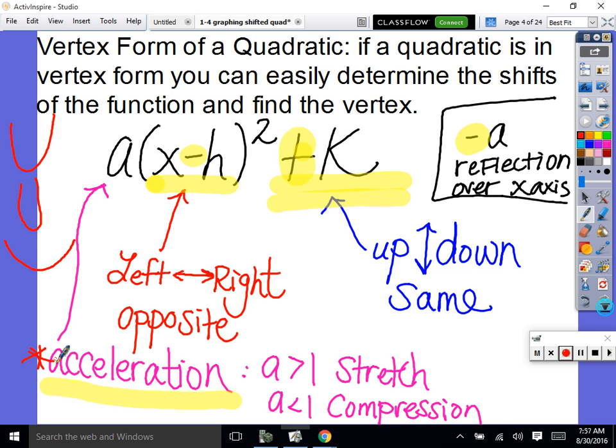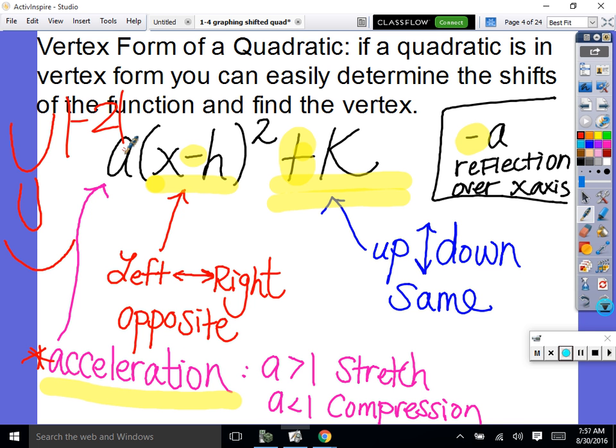So everybody look up here. If I have negative 2, you can't say, oh, that's less than 1. You look at the absolute value of negative 2. So it's 2, which is greater than 1, right? So this is still a stretch. The negative, however, flips it, reflects it over the x-axis.